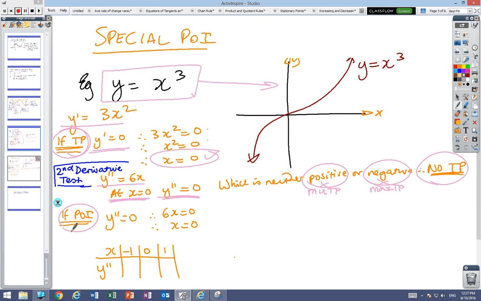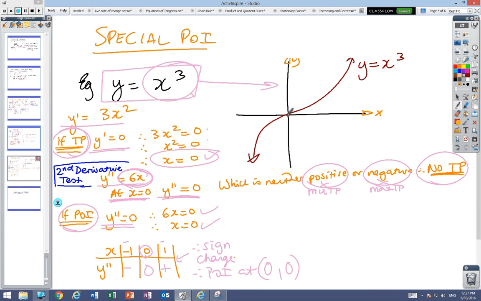So when we do the POI calculation, we'll do the first test. So y double dash equals 0, so 6x equals 0, so x equals 0. That's okay. So 0 is the middle number, left and right. So when I put minus 1 into y double dash, I get a negative. When I put positive 1 in, I get a positive. So there is a sign change. So therefore there is a POI at, and the x value we found was 0, and then when I chuck it into the original equation, 0.